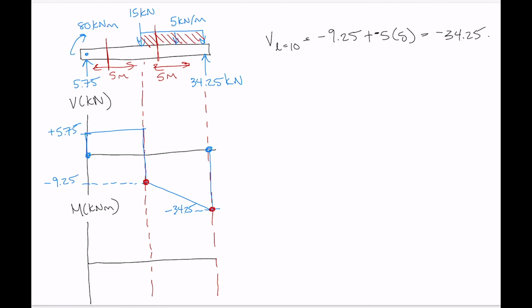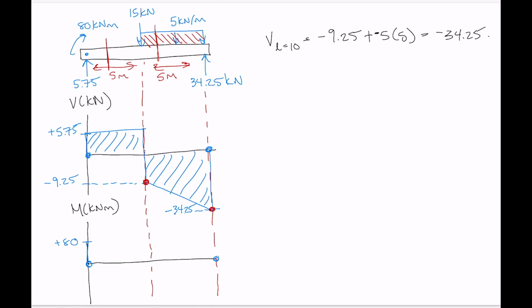All right, some shading here, or some hatching. Perfect. Shear diagram done. Moment diagram starts at 0 and ends at 0. First thing we have is a point moment. It's 80 kilonewton meters. It's clockwise, so that's a jump upwards. So we jump upwards by 80.